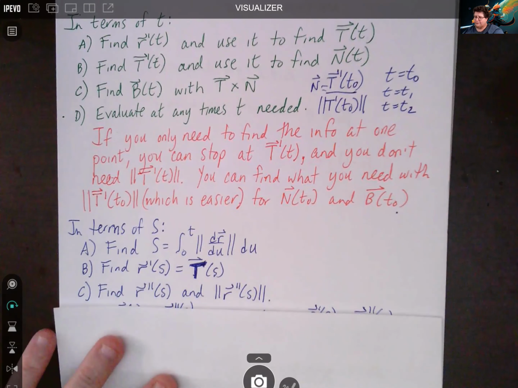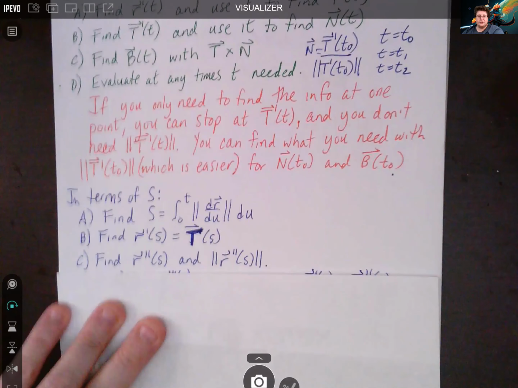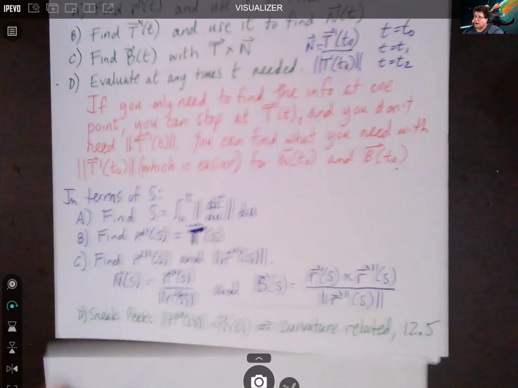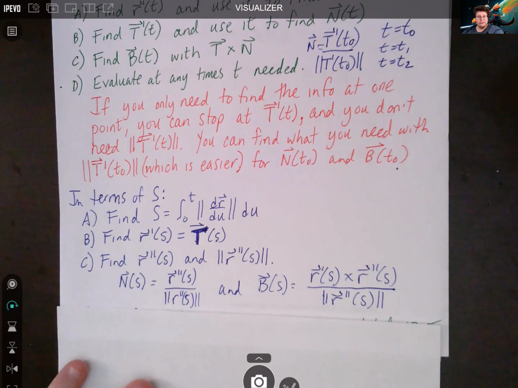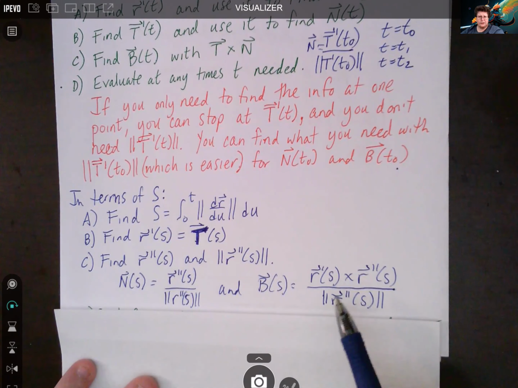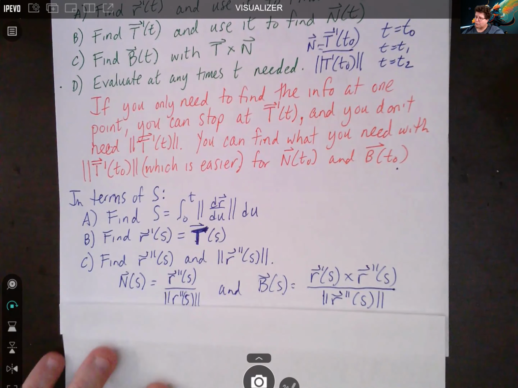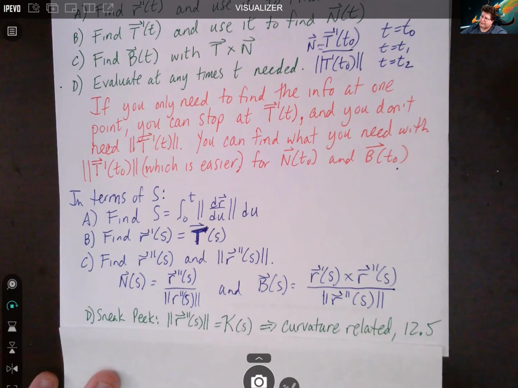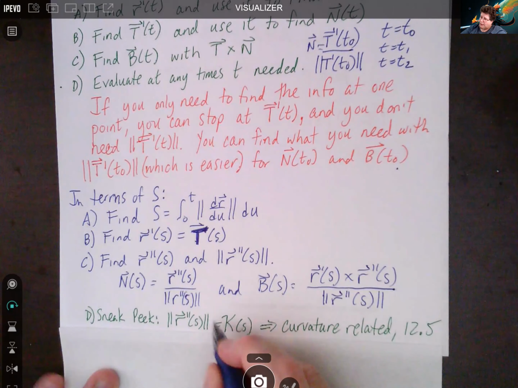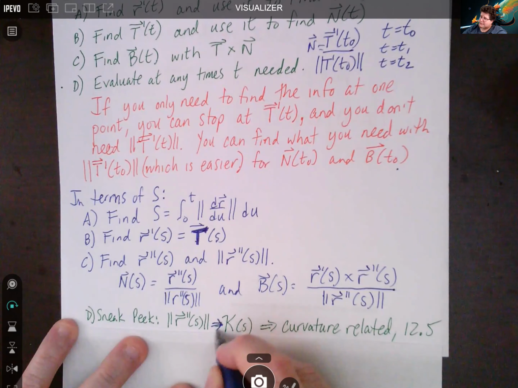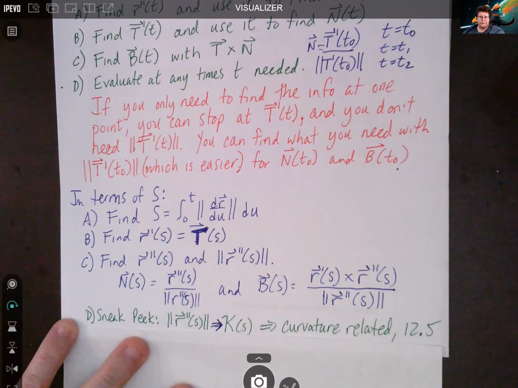R double prime, we find the second derivative and its magnitude, and we will use that to find both the N vector, dividing the second derivative by its magnitude, and then we will use it to find B by taking the cross product of the first derivative and the second derivative and dividing it by the magnitude of the second derivative. Just a little sneak peek where we're going in 12.5. Curvature is related to r double prime of S, and we'll see that in 12.5.